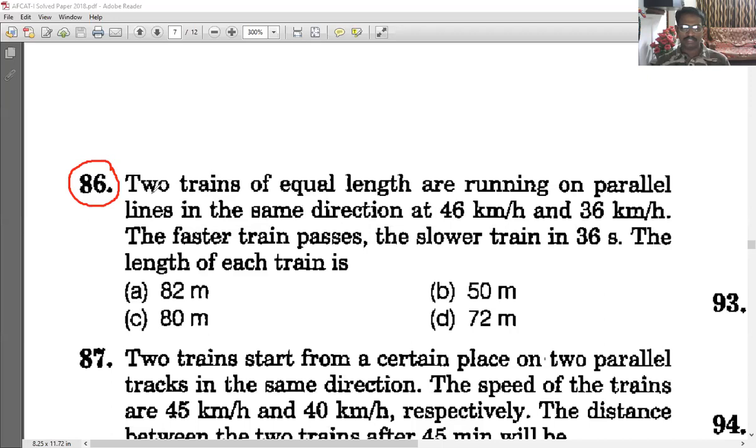When you read the question, you should be very careful and very concentrated. What you should see here is two trains of equal length. This is one point. Both are traveling in the same direction, that is, they are running parallel. Then it is given 46 km per hour for the faster train, and the slower one is 36 km per hour. The faster train will pass the slower one in 36 seconds. And now you have to find the length of each train.